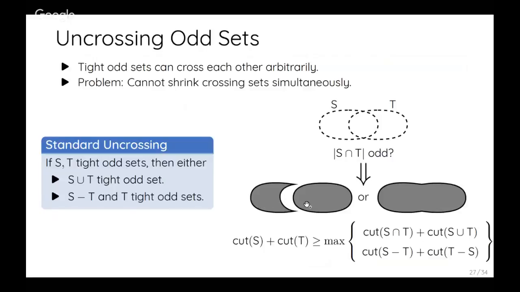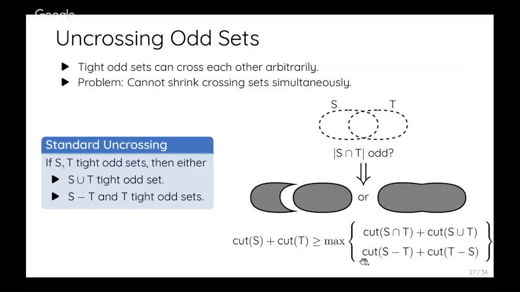The reason for the tightness of these two is the submodularity of the cut function. So we have this inequality: the cut value of S plus the cut value of T is at least the cut value of S intersection T plus the cut value of S union T, and also at least the cut value of S minus T plus the cut value of T minus S. If S intersection T is odd, then S union T is also odd by the standard parity argument. So there are these two odd cuts, and the sum of their cut values is at most the sum of the cut values for S and T, which are both one because these are tight cuts. But these can't be lower than one, therefore both of them must be equal to one.